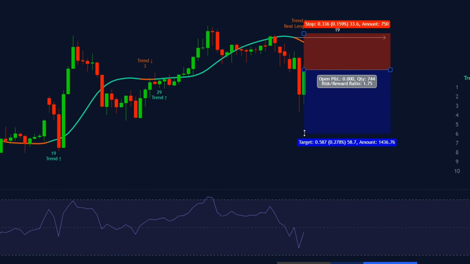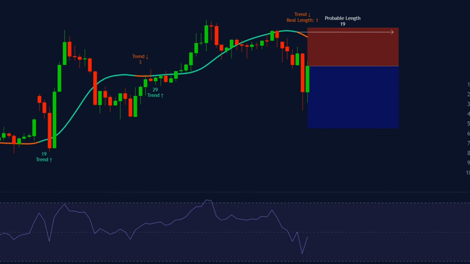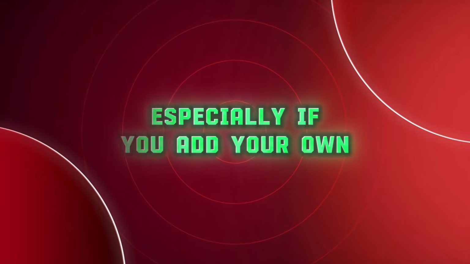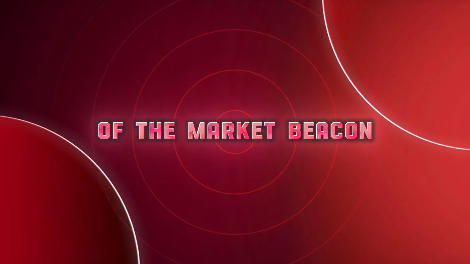While this may not be as high probability as the previous strategy with the volume confirmation, it is a decent free method, especially if you add your own knowledge of support and resistance levels. Again, if you want the full power of the market beacon, the link is below.